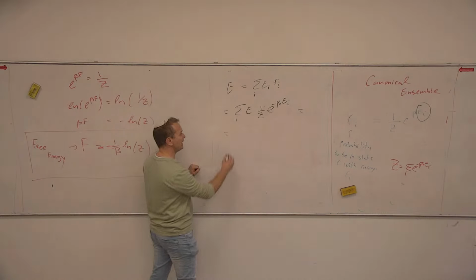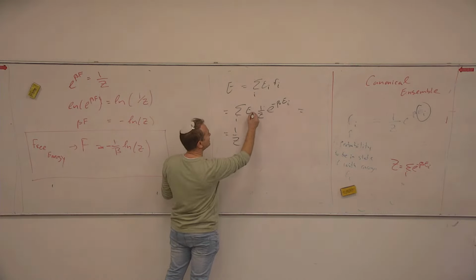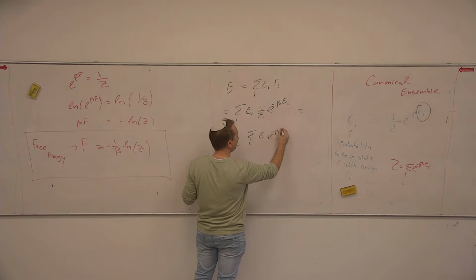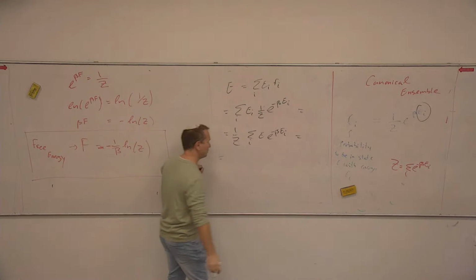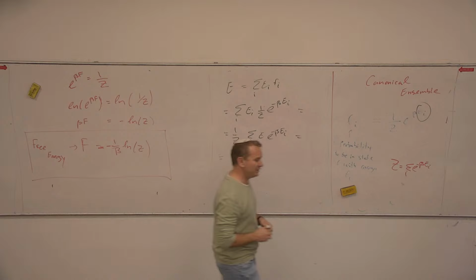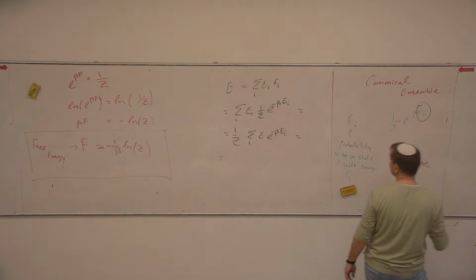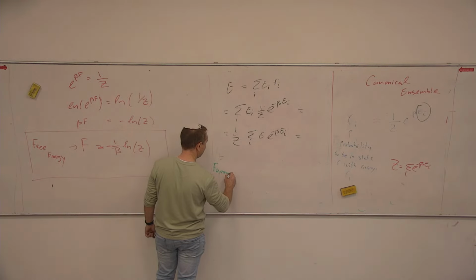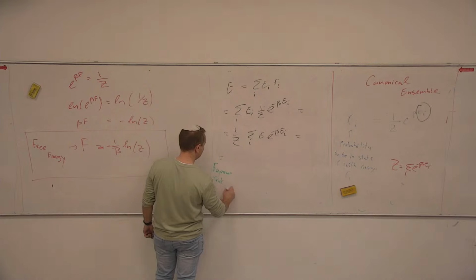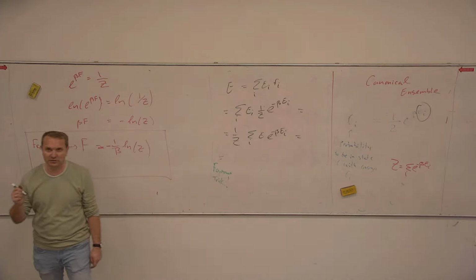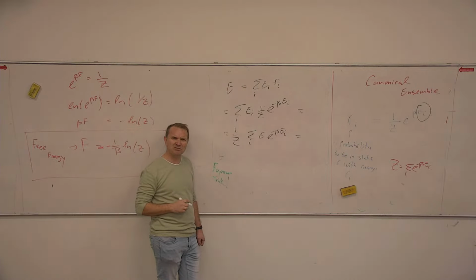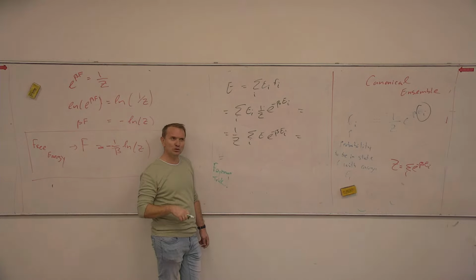So what do we do? We take 1 over Z out. And here we have E_i e to the power minus beta E_i. Okay, I need to compute the sum. And for this sum, a nice trick, we use the Feynman trick. You know what a Feynman trick is? It's usually used for integrals. It's a very powerful technique to solve integrals, but also to solve summations.